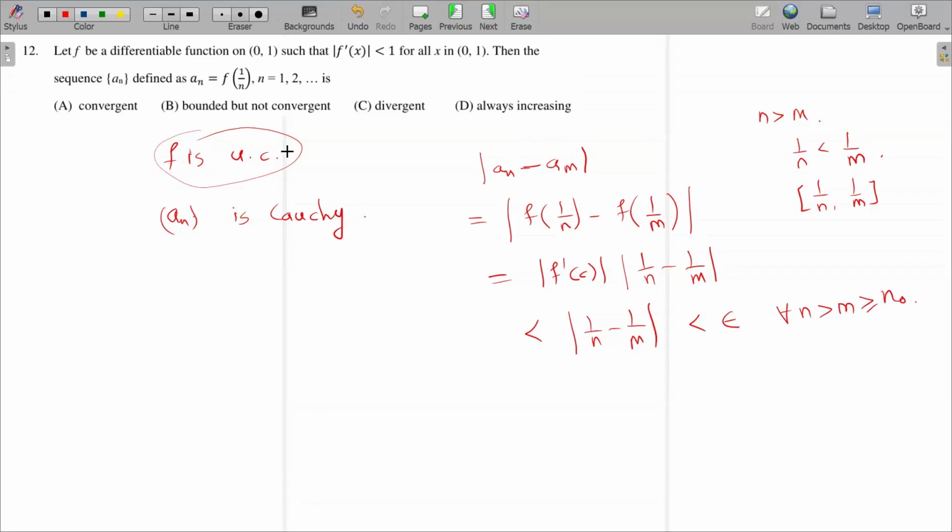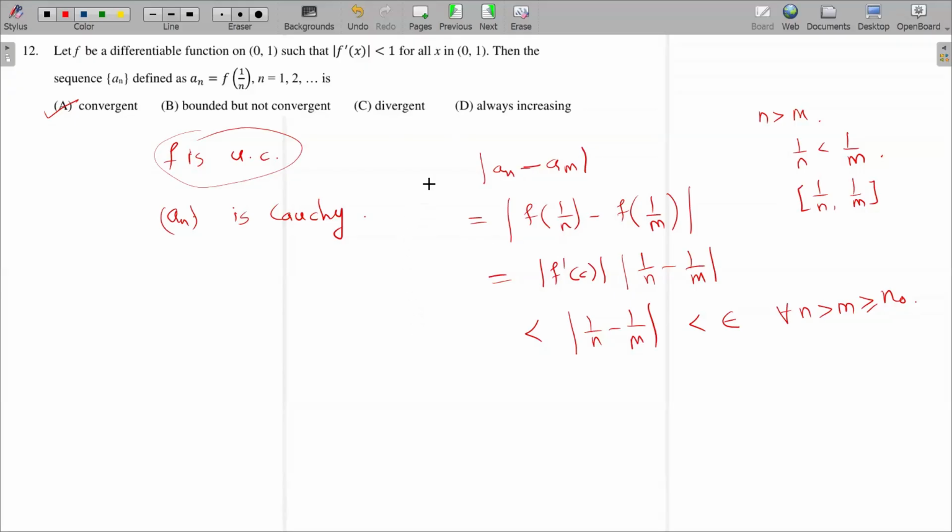Understand? Now we have R to be complete. See, the codomain is R. This is the domain. But when I look at a_n, f of 1 by n, it's real numbers, the codomain, and R is complete, which means every Cauchy sequence is convergent, and so you get a_n to be convergent. Okay, that's the point. So there is a hidden LMVT which is playing some role here. Good question.